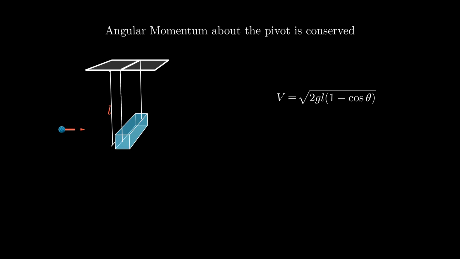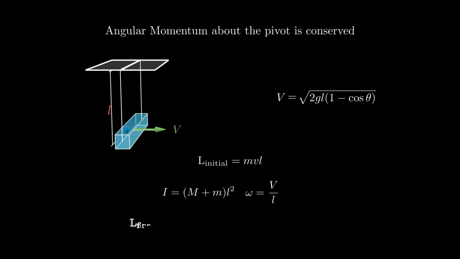Before collision, only the bullet of mass small m is moving with a velocity small v at a perpendicular distance L from the pivot. So the initial angular momentum is L initial equal to m into small v into L. After collision, the combined mass small m plus capital M moves with a velocity capital V at the same distance L. The moment of inertia of the combined mass about the pivot is I equal to small m plus capital M into L square, and the angular velocity omega is equal to capital V by L.